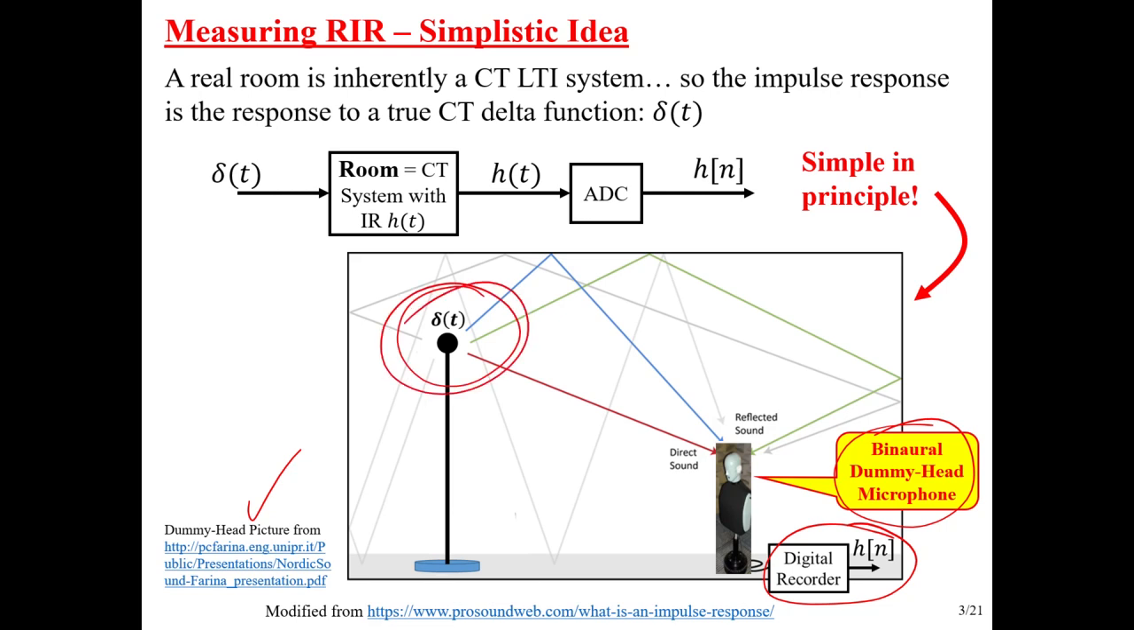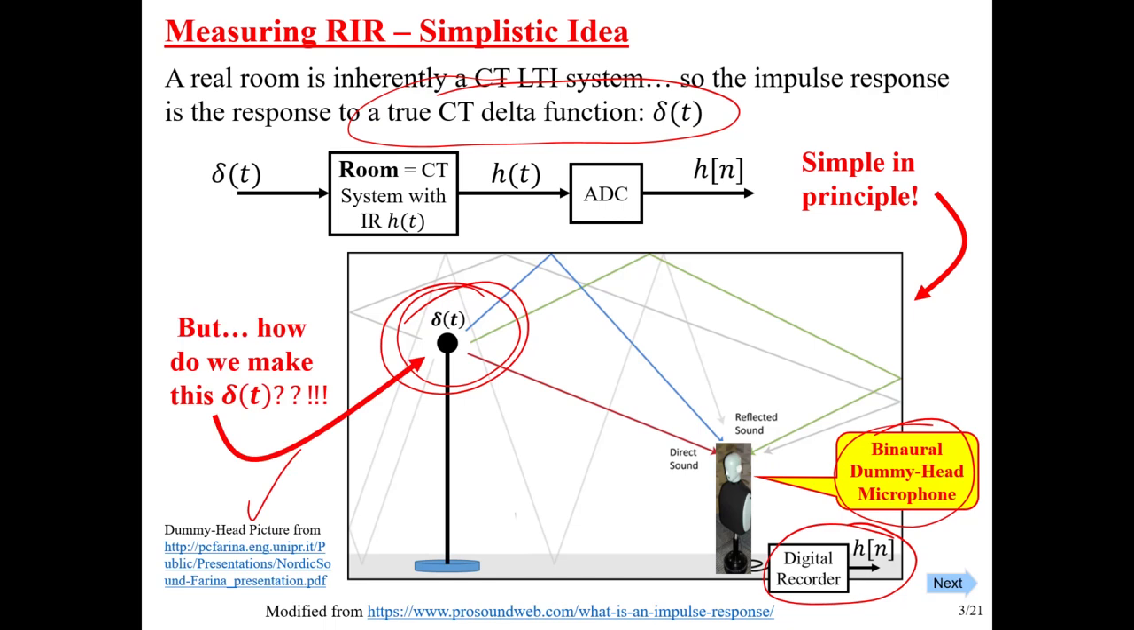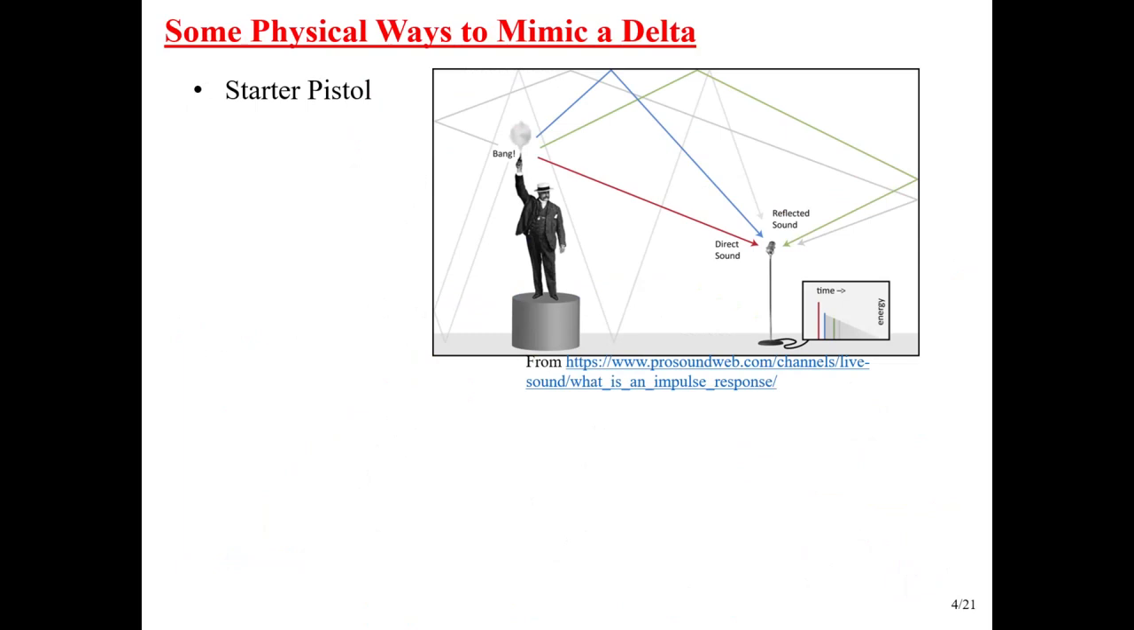Remember, this is continuous time. So a true continuous time delta function, well, that's infinitesimally narrow and infinitely tall. So hard to actually create. So people have tried different things. And I'm just showing references to places that I've borrowed graphics from.